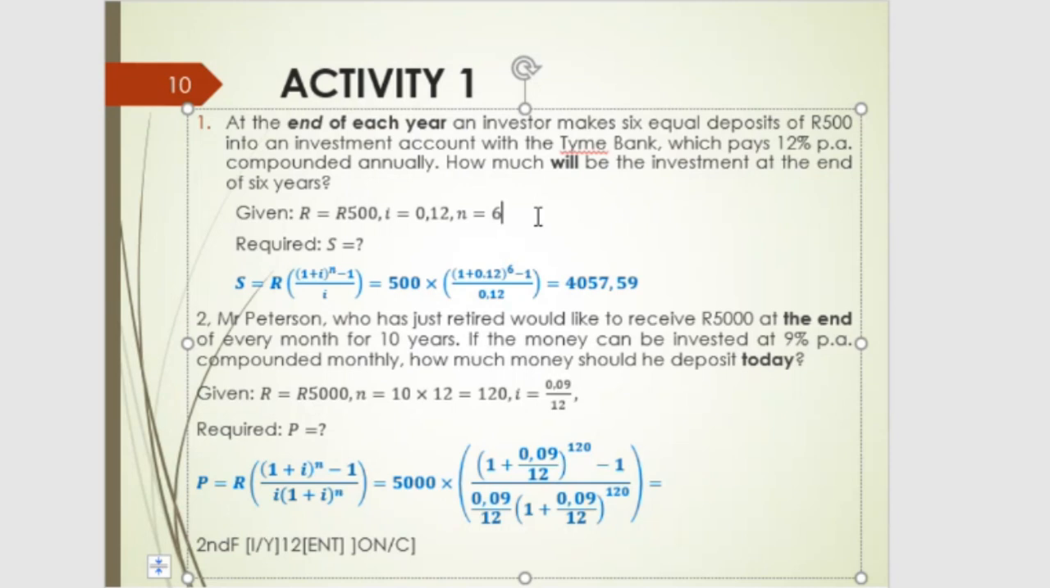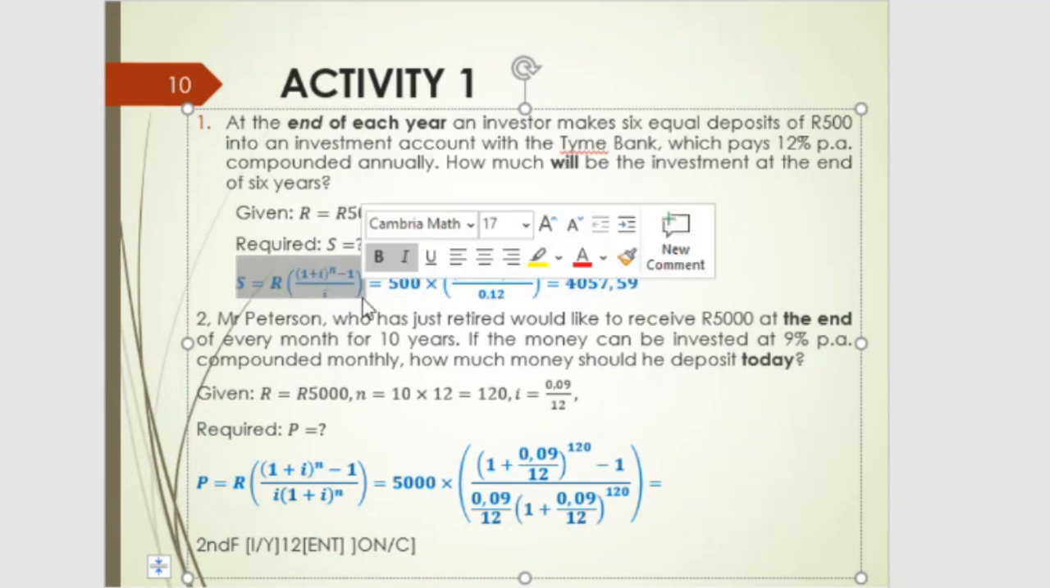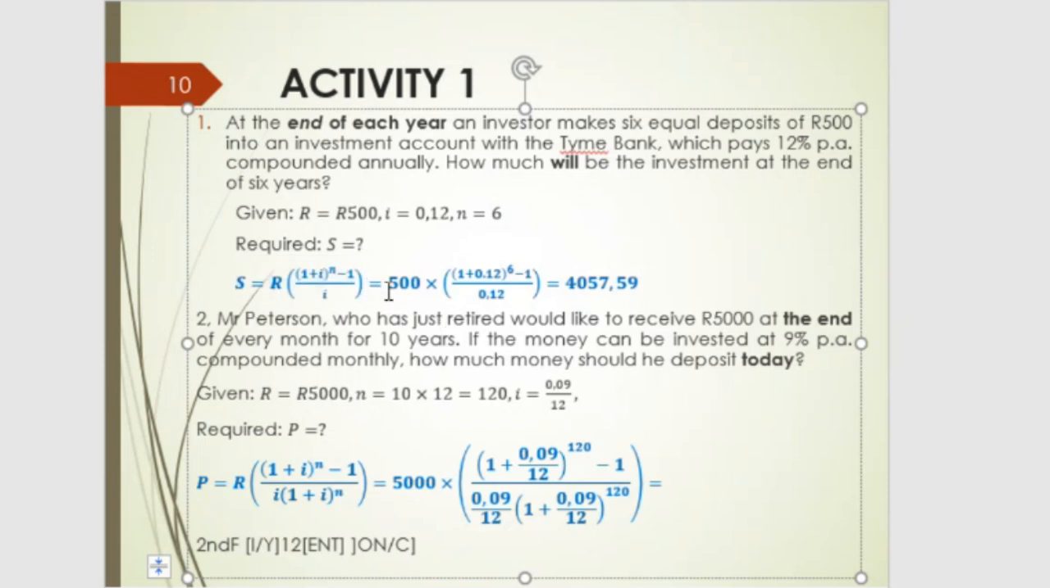So we're saying this falls under annuity. What is required here is the future value, because they ask how much will be the investment at the end of 6 years, which tells us it is in the future, not now. Hence we used this formula. If you substitute the values here, you get 4,057.59.